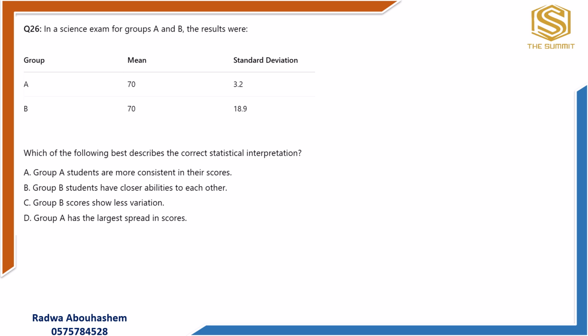In a science exam for groups A and B, the results were: in group A, the mean is 70 and the standard deviation was 3.2. And for group B, the mean was 70 and the standard deviation 18.9. Which of the following best describes the correct statistical interpretations? Okay. What is the meaning of the mean? The mean means the average score. So mean is the average score.